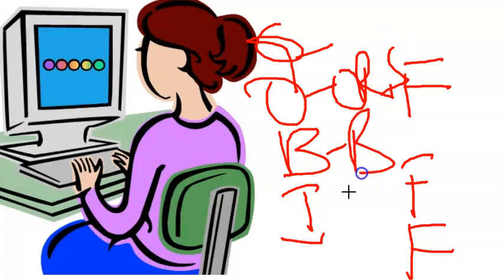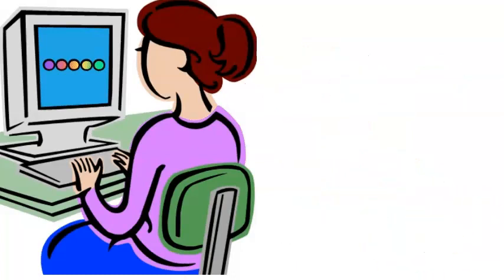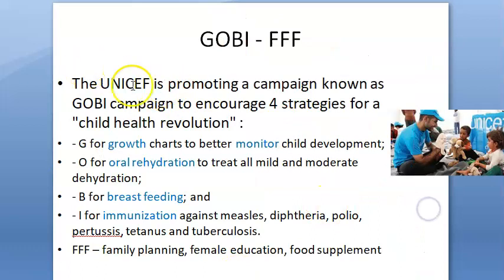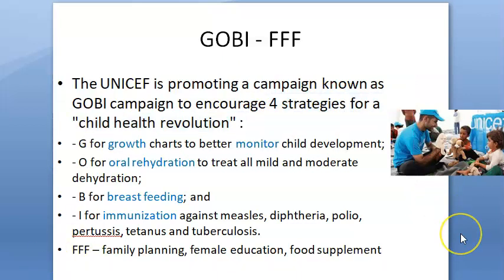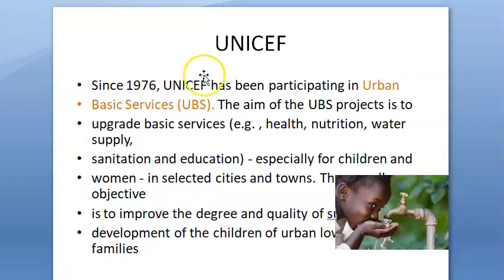G for growth, O for rehydration, B for breastfeeding, I for immunization, F for family planning, F for female education, and F for, come on, you can say it, food supplement. Very good. So you got GOBI FFF. Very good. So what is this? Four strategies for child health revolution. What is this? GOBI campaign. So guys, we are done with GOBI FFF. Now we will move on.